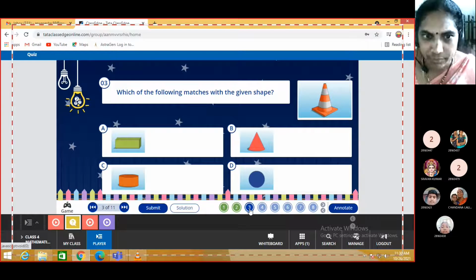Neha, which of the following matches with the given shapes? A. Cuboid. B. Cone. C. Sphere. D. Circle. B. Cone, madam. Okay, let us see. Yes, you are correct. Next, Saugand.